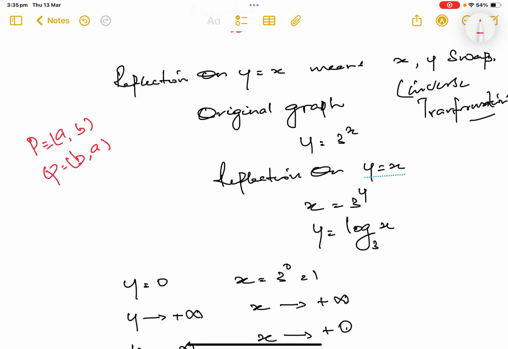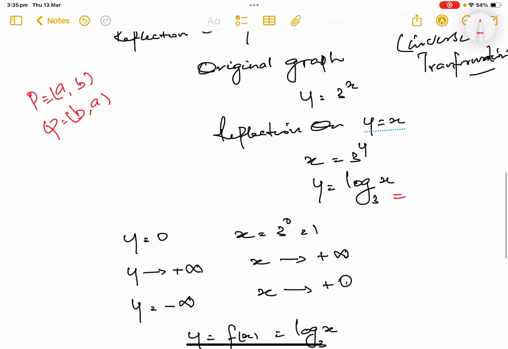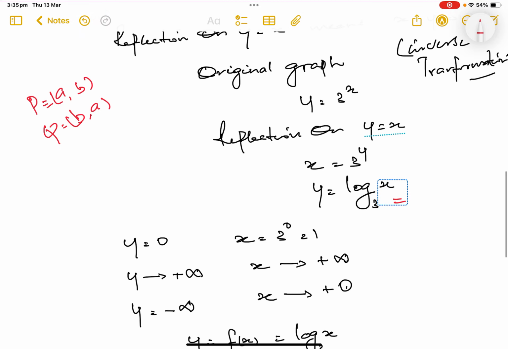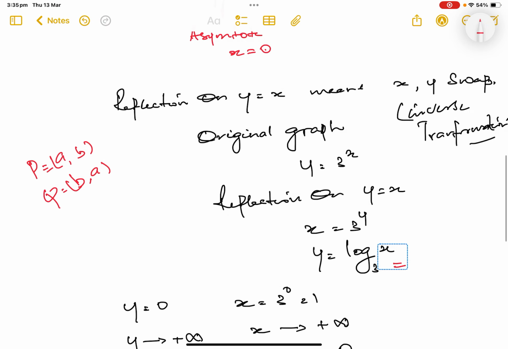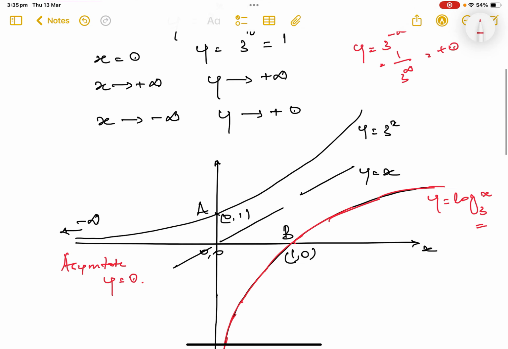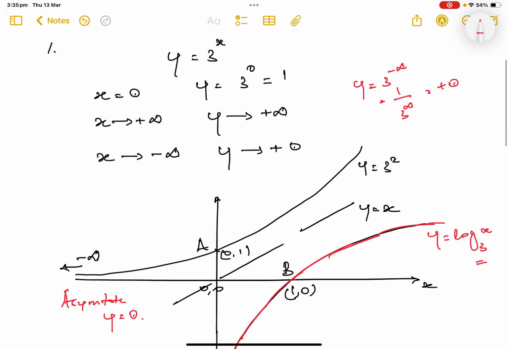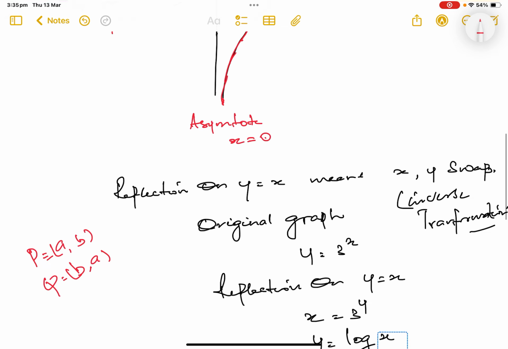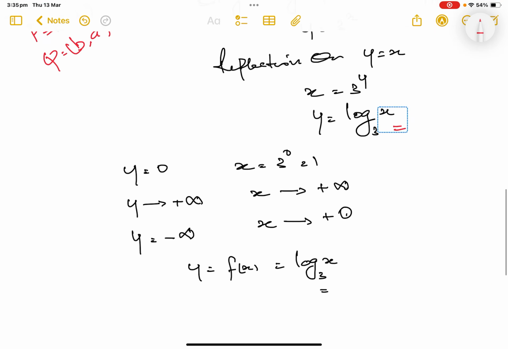So x equals 3 to the power y. From that we want y, to get the graph. So y equals log base 3 of x. That is what we had to prove. They didn't ask us to sketch the graph, but we can do it. Instead of choosing x values and finding y values as we did before, here it's the opposite, so we use the y values.